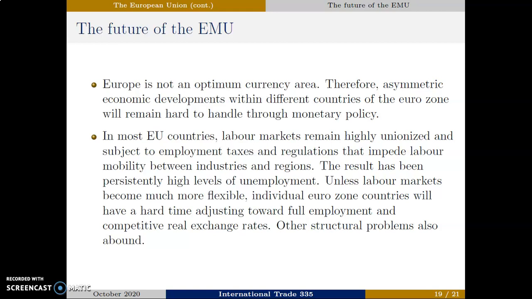In most European Union countries, labor markets remain highly unionized and subject to employment taxes and regulations that impede labor mobility between industries and regions. The result has been persistently high levels of unemployment. Unless labor markets become more flexible, individual Eurozone countries will have a hard time adjusting towards full employment and competitive real exchange rates. Other structural problems also abound.